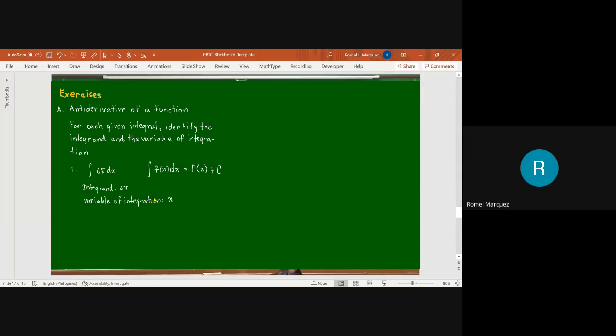So number two, if I have, for instance, the integral of e to the 3t dt over 4 plus 7 e to the 3t. What about in this integral? What is the integrand, guys? And also, what is the variable of integration?